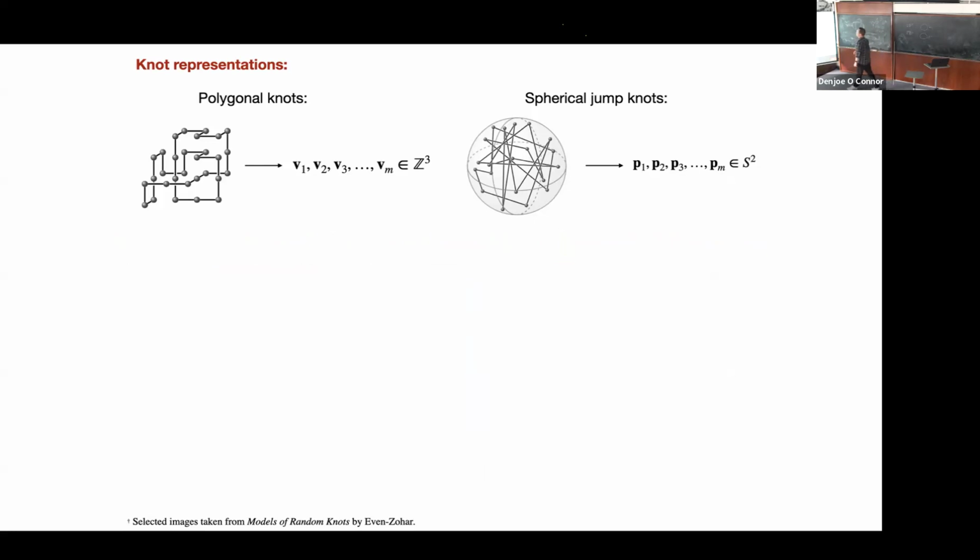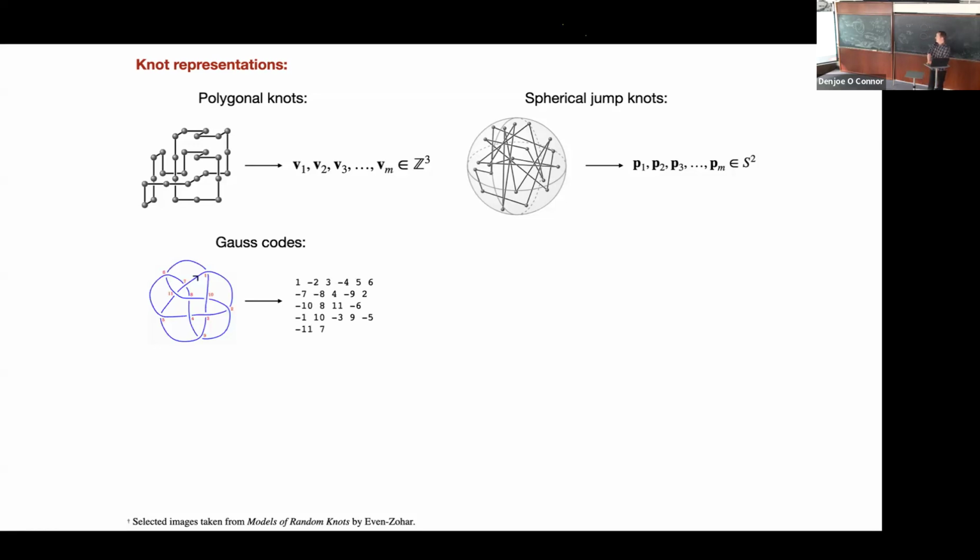So one thing you could do is specify lattice points inside of R3, and by specifying a sequence of lattice points inside of R3, if you interpret that as a closed loop, you get a polygonal knot. You can also specify a bunch of distinct points on the unit sphere, and if you think of them as having an order, you can think of them as being connected by lines. That gives you a jump model for your knots.